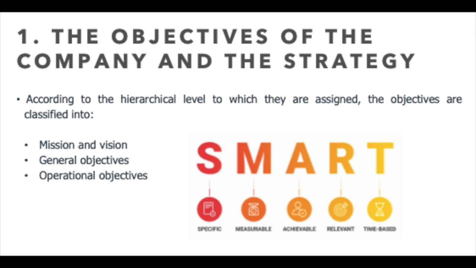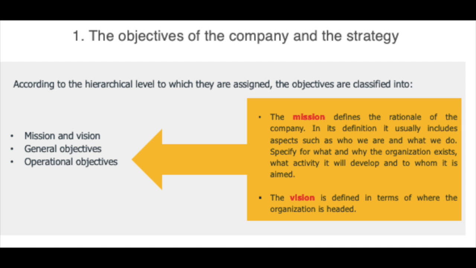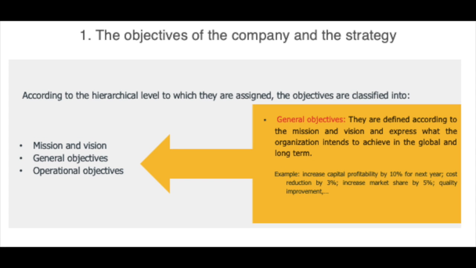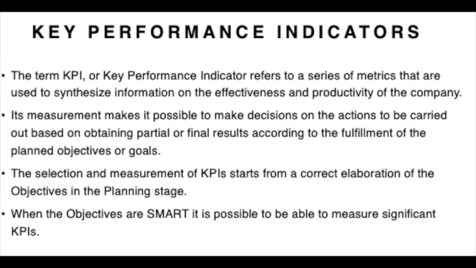In lesson 4, we looked at how to classify the objective to SMART through the specific, measurable, achievable, relevant, and time-based. Then we looked at the Maslow's hierarchy of needs. We also then dug deeper into the mission and the vision of the company, the general objectives, and the operational objectives. We also took a look at the key performance indicators, which are very interesting.